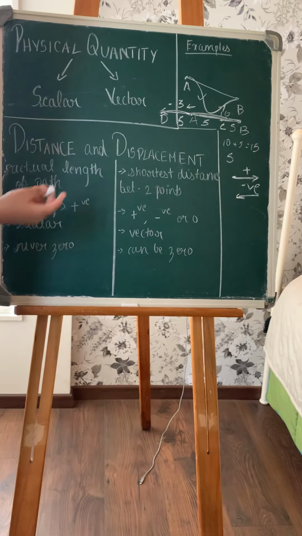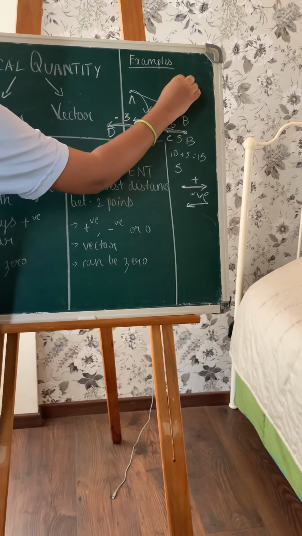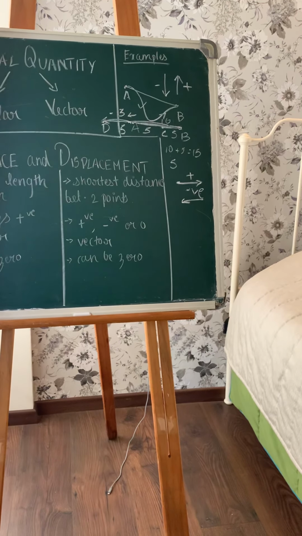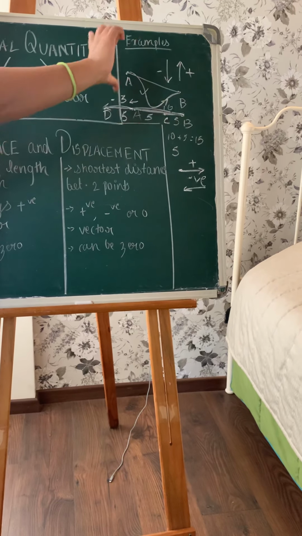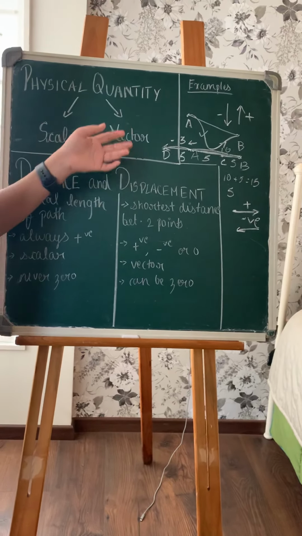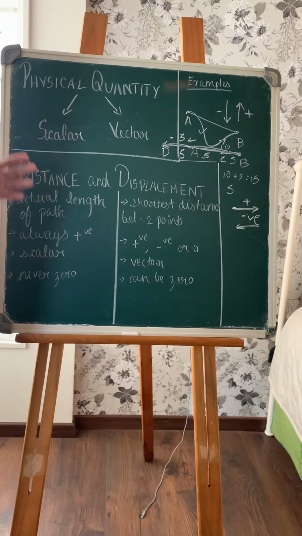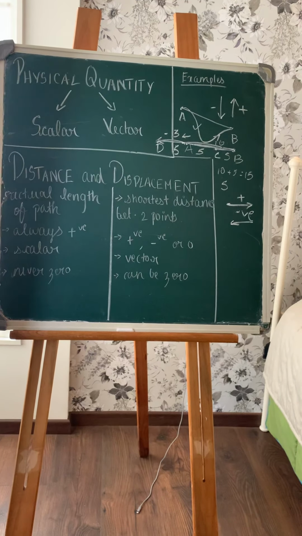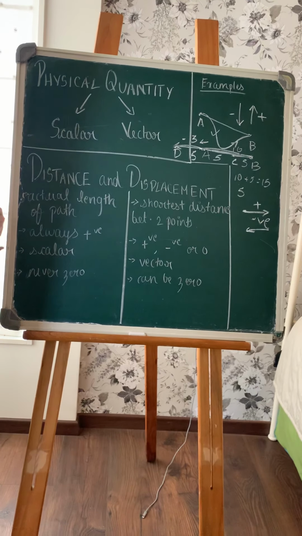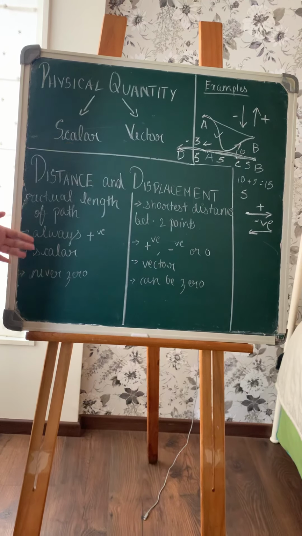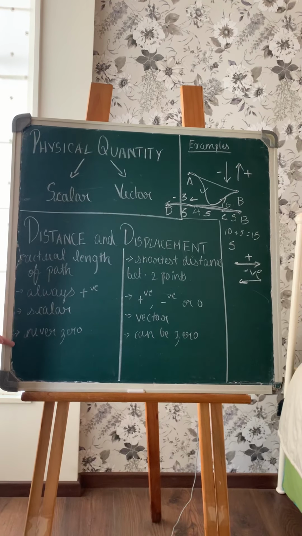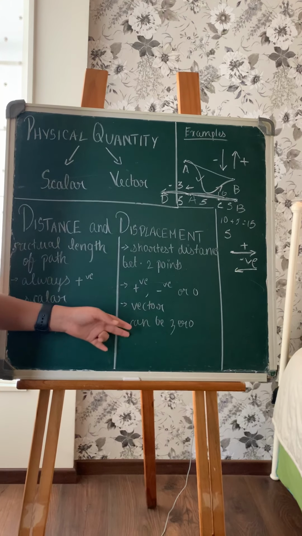So the displacement will be minus 5. And if we are taking north and south, north will be positive and south will be negative. So if this is tilted toward this side and we take it as north and south, then also the displacement will be minus 5, but the distance cannot be negative. So it will be plus 25. And then, as I told you, distance is a scalar quantity, whereas displacement is a vector quantity. Distance can never be 0, whereas displacement can be 0.